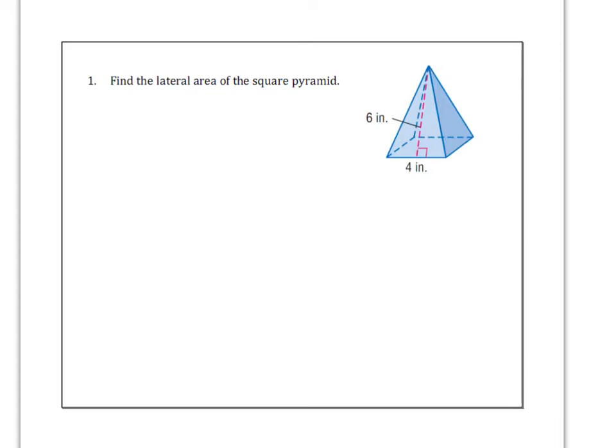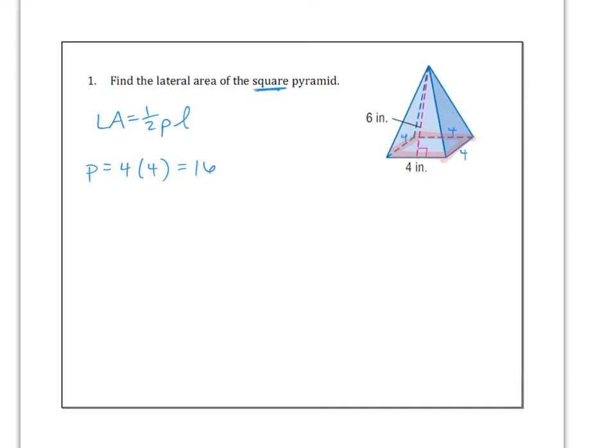Number 1, find the lateral area of this square pyramid. So our formula is 1/2 PL. And we're just going to go through the letters and try to find each of them. So P, perimeter of the base. It says this is a square, so that means all the sides around the base are going to be the same length. So 4 times 4 would be 16 for the perimeter around the base. And if I highlighted it in red, you could see it'd be this, this, this, and this. That's the perimeter around the base.